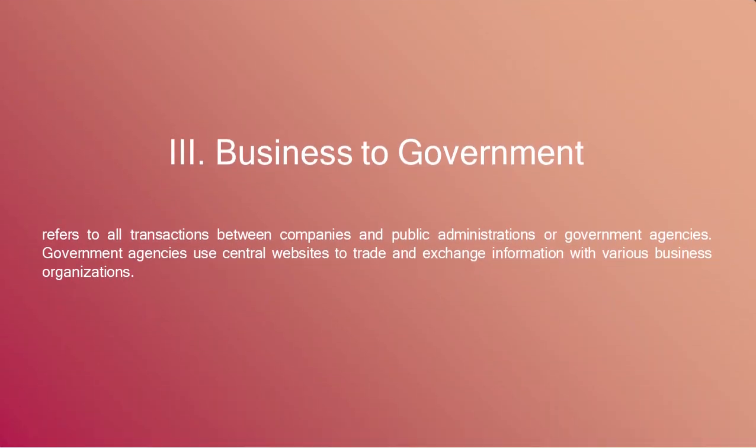Number 3. Business to government refers to all transactions between companies and public administrations or government agencies. Government agencies use central websites to trade and exchange information with various business organizations.